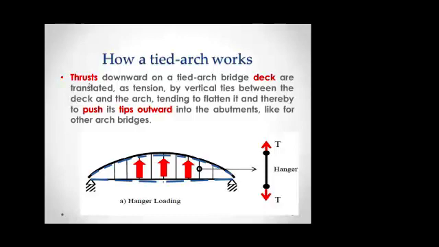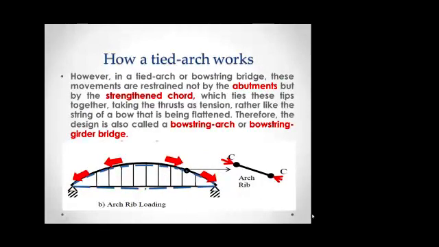The thrust down the tied arch bridge deck is translated as tension by vertical ties between the deck and the arch, tying and flattening it, and thereby pushing its tips outward to the abutment like other arch bridges. So the load will be transferred through the angles, and conveyed through the arch rib and then to the foundations, like an archway working over there. So this is how, as I told you.